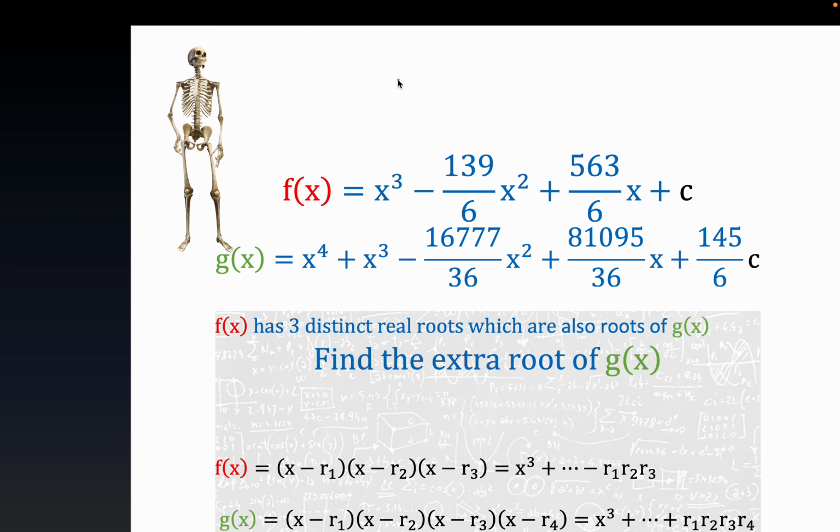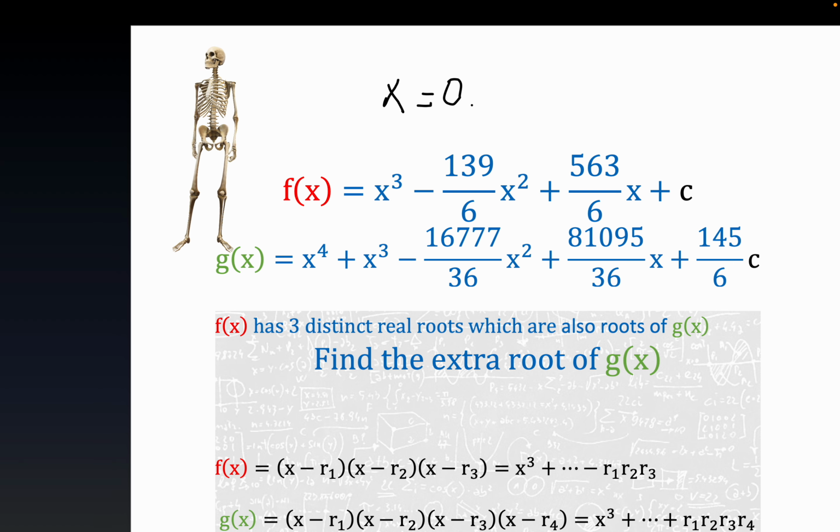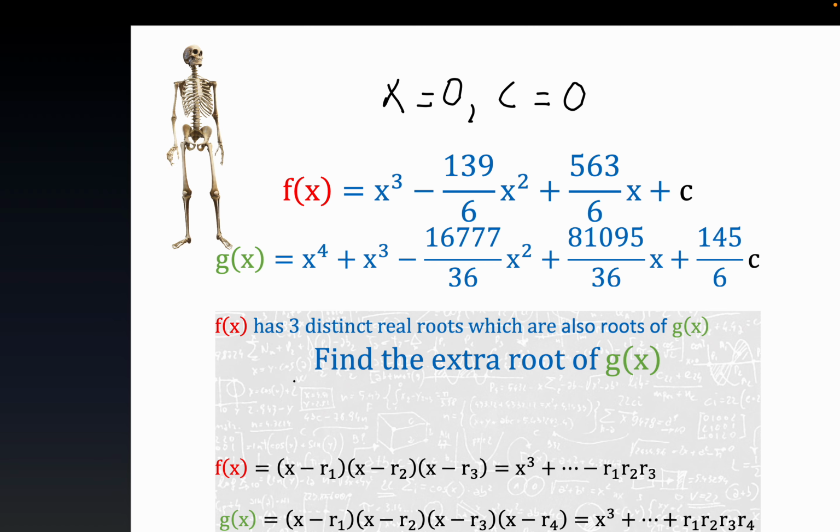Tonight we have a system of equations that involve a quartic and a cubic. And of course, immediately everybody's going to notice that x equals 0 and c equals 0 would satisfy both of these functions, which is true, but it's trivial and we want to do more than that with our evening, okay?